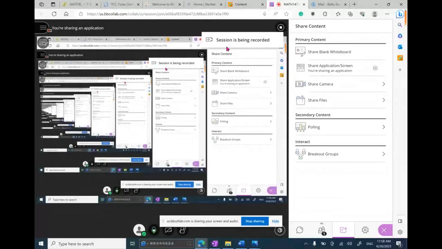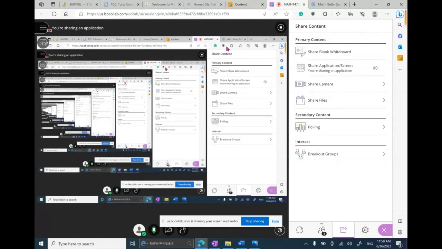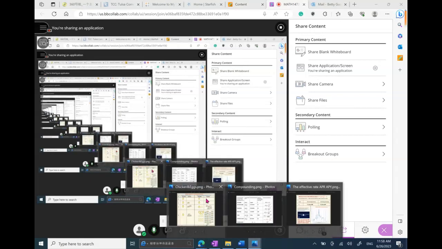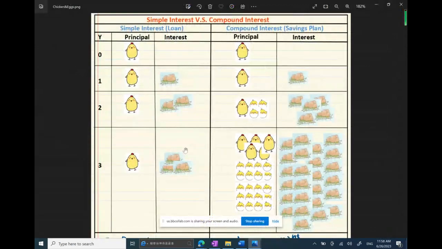Hello class, this video covers section 8.4, compound interest. Last video we learned simple interest. Then what is compound interest? What's the difference between simple interest and compound interest? Look at my table note. It clearly compares and contrasts the two types of important interests.